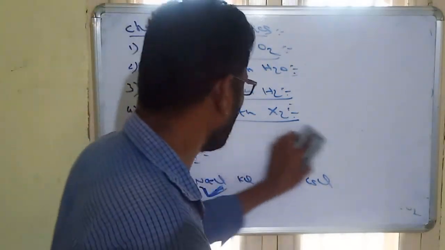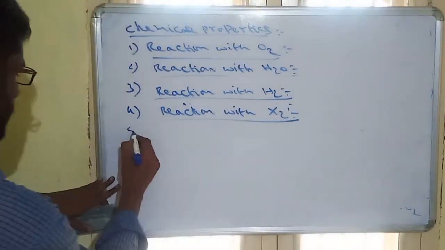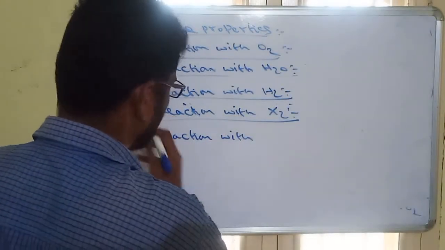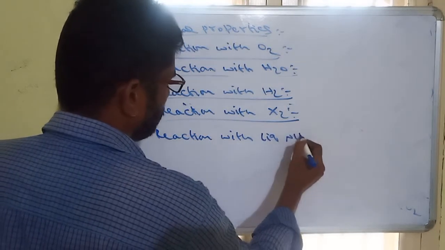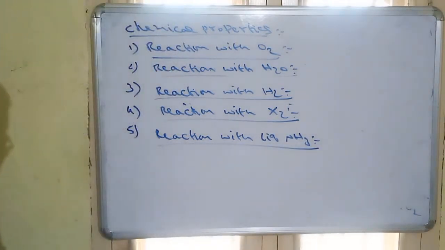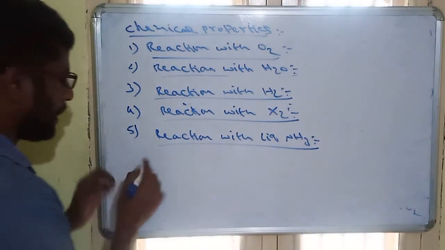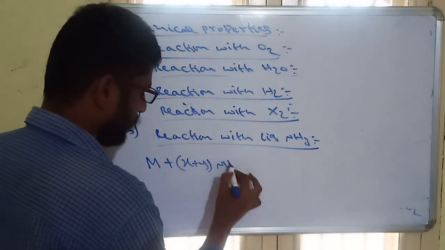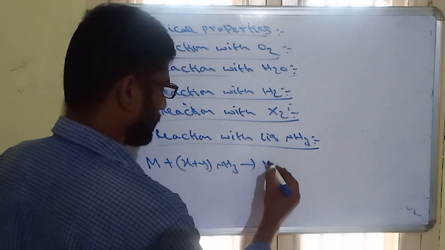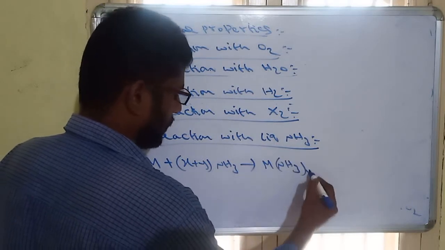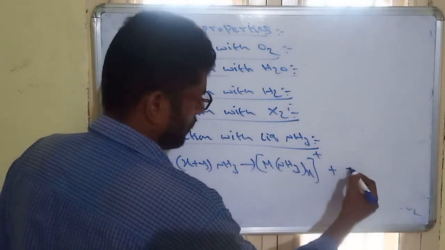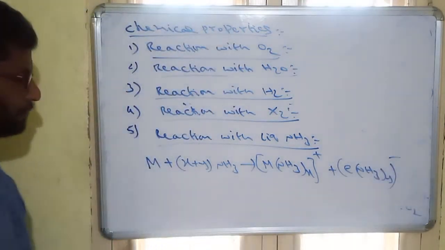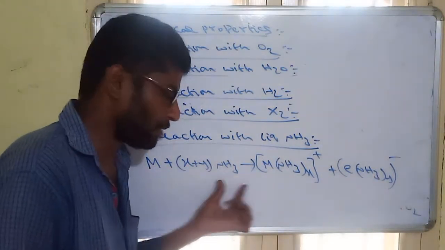So this is the reaction with halogen. The last one is the reaction with liquid ammonia. When alkali metals dissolve in x plus y moles of ammonia, we get products like M(NH3)x with plus charge and e(NH3)y with minus charge. So a metal on dissolving in ammonia gives this product.